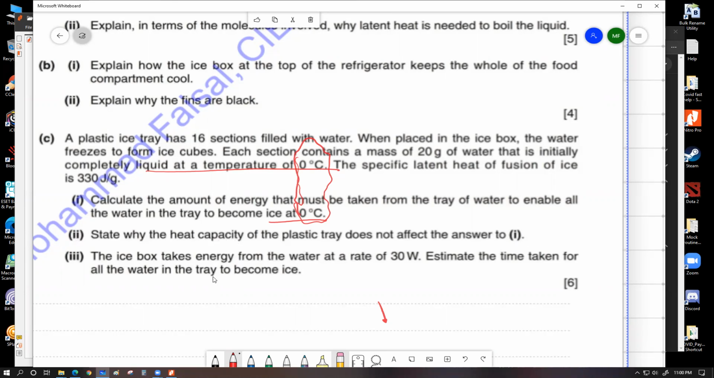And number 3 says the icebox takes energy from the water at a rate of 30 watt. Estimate the time taken. This is very simple. Power equals energy by time. You just place the values and you can calculate the time. This is a very simple calculation. So that pretty much does the part for number C.